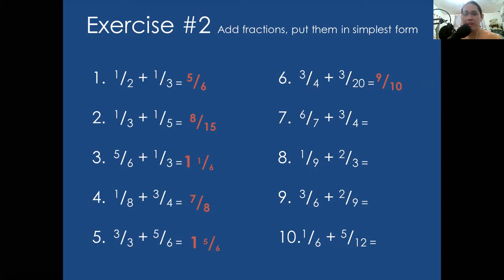And for number 7, we have 1 and 17 over 28. And for number 8, that gives you 7 over 9. And for number 9, we have 13 over 18. And now for number 10, 7 over 12. I want you to show your solution in your notes when you copy the exercises, okay? So that it will be easier for me to identify if you understand it or not.